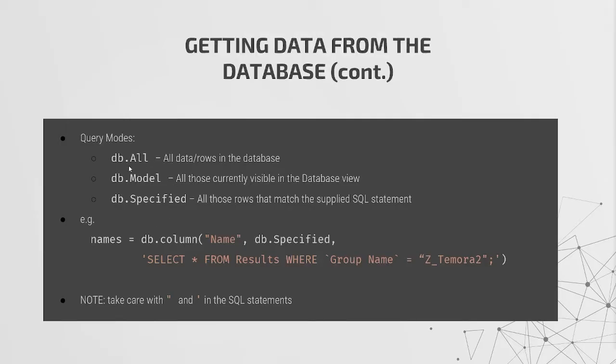So that's the differences between db.all, which returns all the rows in the database, db.model, that returns the currently visible rows in the database view, and db.specified, where we set the SQL statement string. And as I mentioned, you just need to take care between your opening and closing quotation marks. In general, in Python, we tend to use single quotation marks for opening and closing strings. But then if you're looking for a particular value and you need to enclose that in quotation marks, I'd use double quotation marks in that case.